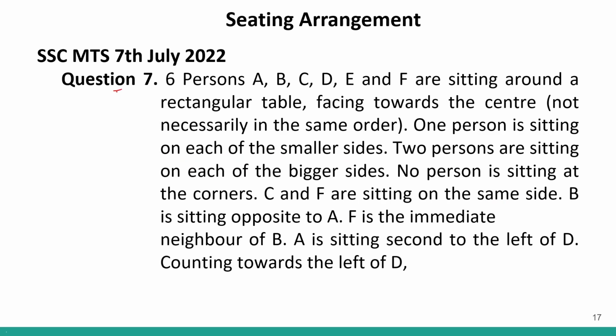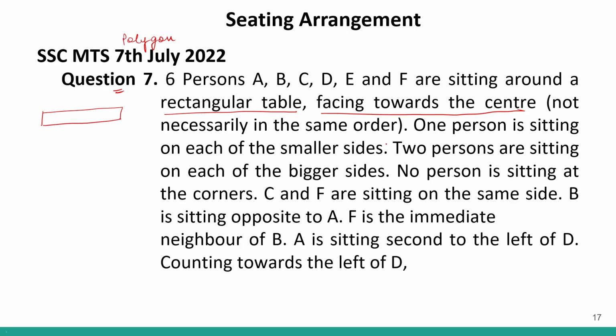Coming to question number 7. Question number 7 says there are 6 persons that are sitting around a rectangular table. So again, a seating arrangement based on polygon. And they are facing towards the center. So we have a rectangle. Let's say this is my rectangle table.